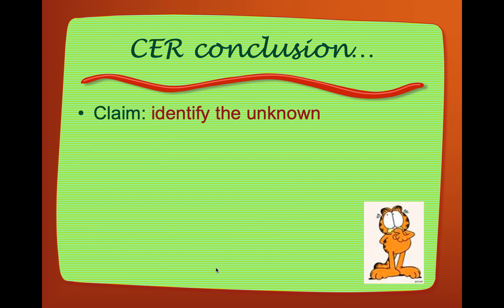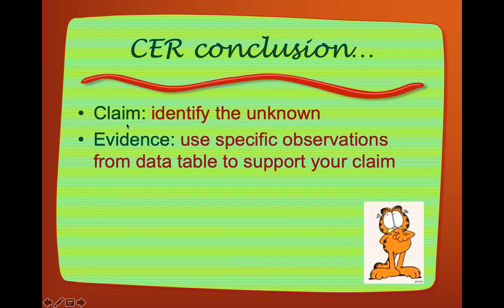All right, in your CER conclusion, your claim is going to be what's the identity of the unknown. The evidence will give me specific observations from your data table. So don't just say, oh, because the data matched. That's not evidence. That's just another claim. So if you say, oh, the identity of the unknown is copper 2 nitrate, your evidence needs to say, because when I mix the unknown with this chemical, I got a cloudy yellow. And when I mixed with the copper 2 nitrate, I got a cloudy yellow. So a few specific observations from the data table to support your claim.